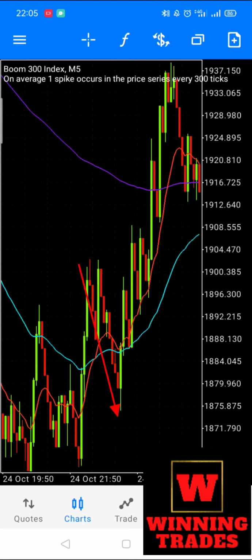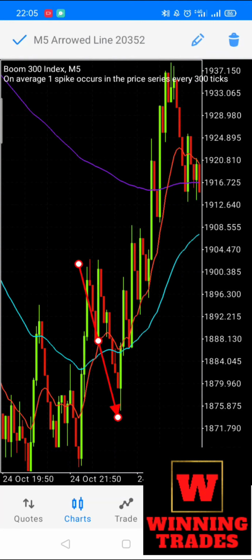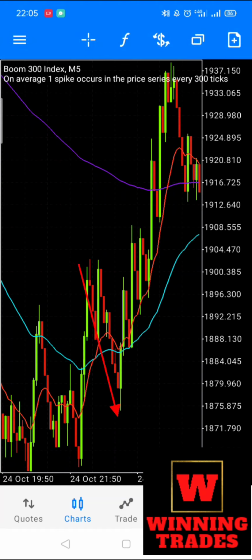Once price begins to approach the arrowhead, you put in your entry and then wait for price to spike. Once price spikes, then you're in profit. What you simply do is you move your stop loss to entry at break even.